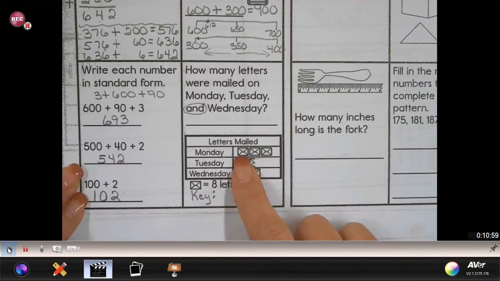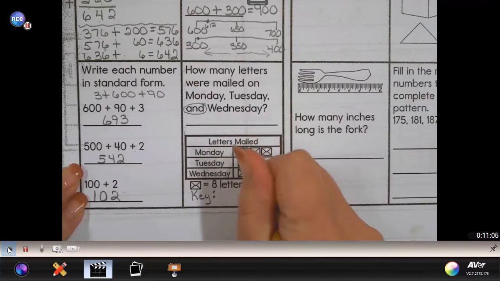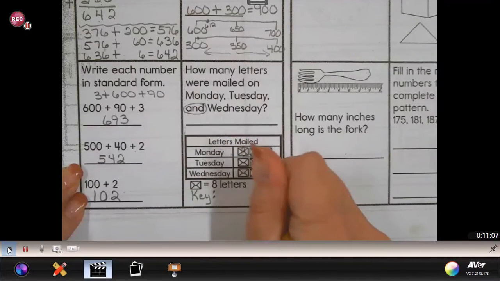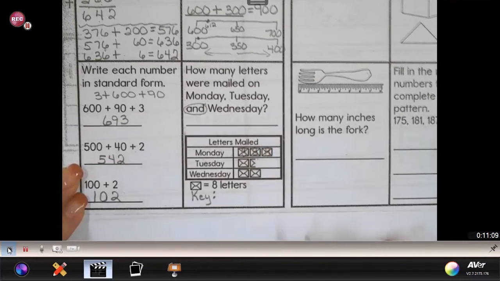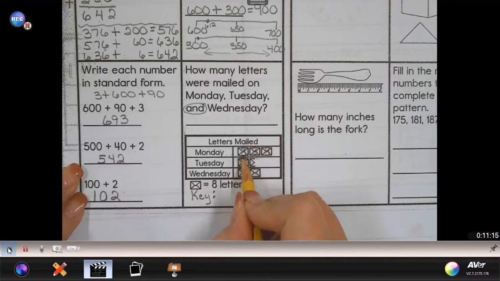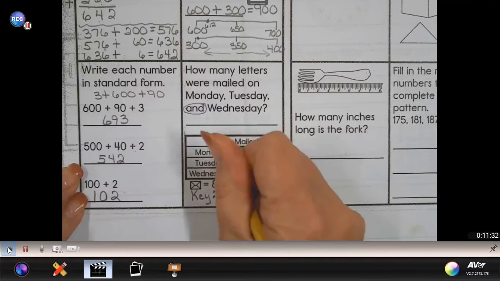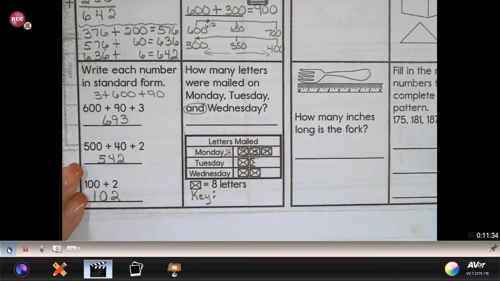So we have 3 groups of 8 here. So we have 8 plus 8 plus 8. If we know our multiples of 8, or we use repeated addition, of course, 8 plus 8 is 16. 16 plus 4 more would be 20, and then 4 more from that would be 24, because I broke my 8 up as 4 and 4. So 8, 16, 24. There were 24 letters on Monday.